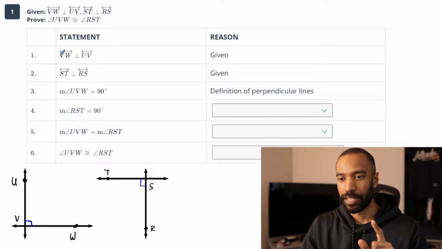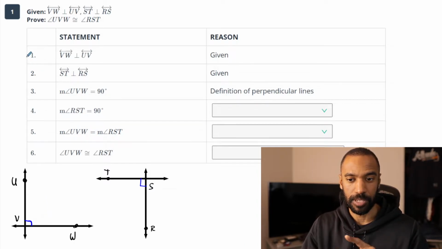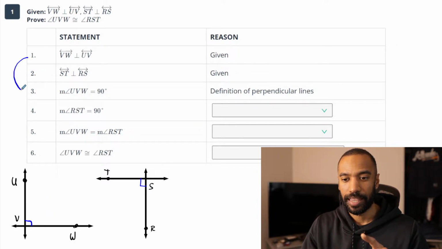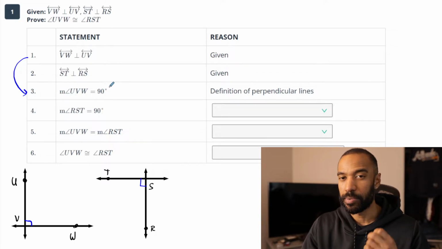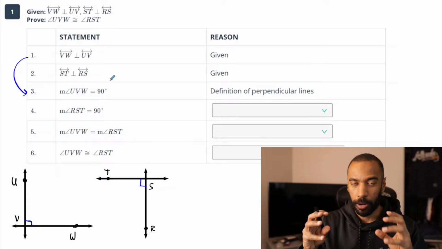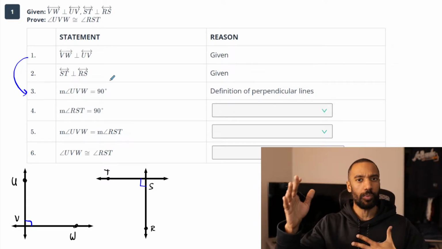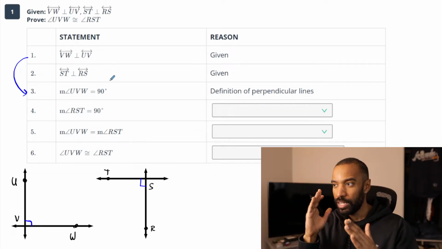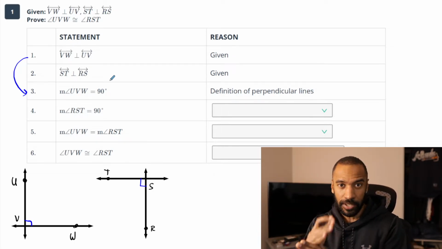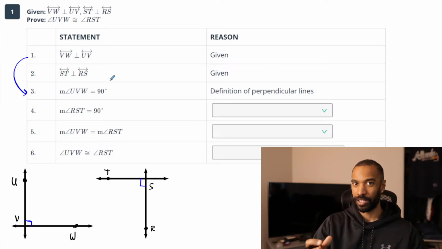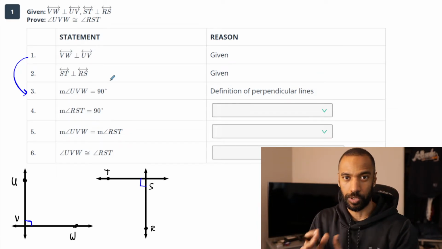So we're given that these two lines are perpendicular to each other. And as a result of that, I'm going to skip statement 2 for a second. As a result of that, that makes their measure 90 degrees. That's what perpendicular lines are. The word perpendicular was made. Someone said, therefore I will use the word perpendicular for lines that intersect at 90-degree angles. The word was made to describe that.